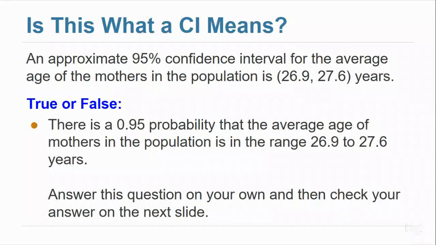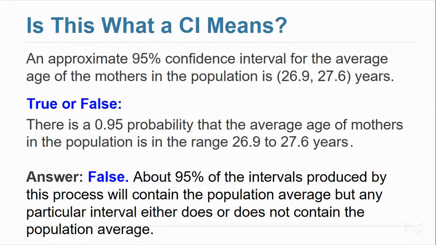Now, is the following statement true or false? There's a 95% probability that the average age of mothers in the population is in the range 26.9 to 27.6 years. Answer this question on your own, and then check your answer in the next slide. No, this also is false. About 95% of the intervals produced by this process will contain the population average, but any particular interval either does or does not contain the population average. There's no probability that we should be talking about here.